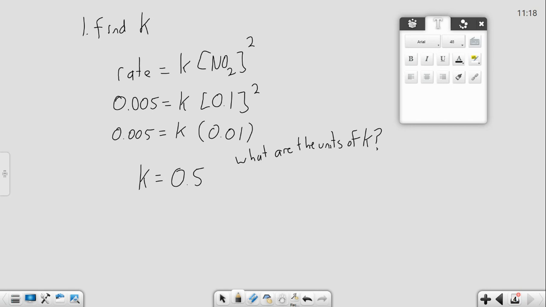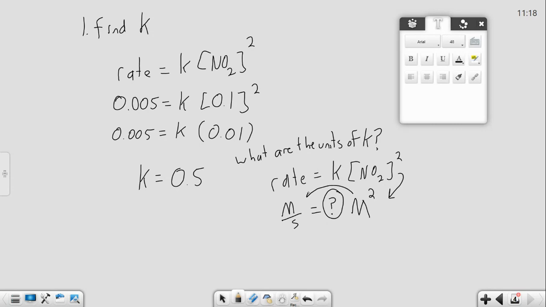I'm going to go back to the beginning here. Rate equals K times concentration of NO2 squared. Okay, let's look at the units we've got. Rate is measured in molarity per second. Cool. K, we don't know yet. This is going to be molarity squared. So I'm just looking at units here. I don't care what the numbers are. Rate is molarity per second. Concentration squared is, well, concentration squared. It's molarity squared. So what do I need for a question mark to turn this into that?